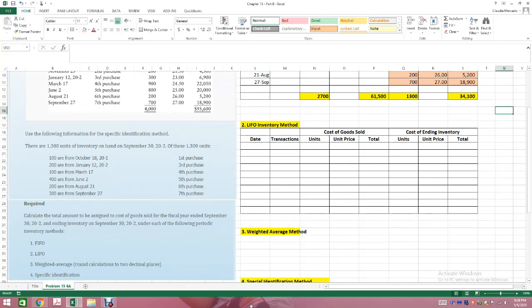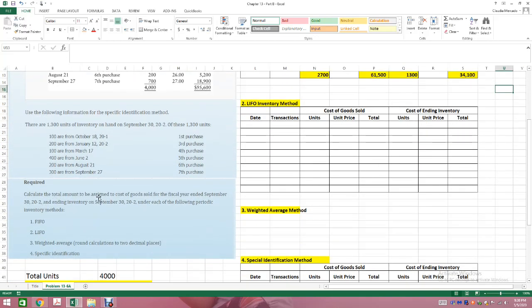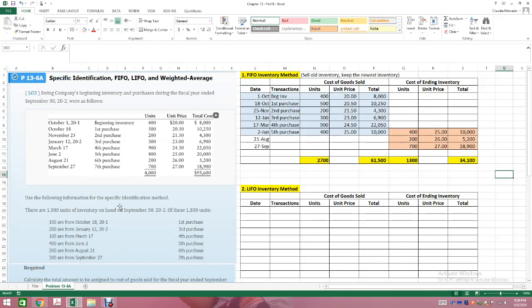They're asking you to calculate the amount to be assigned to cost of goods sold and ending inventory on September the 30th. So the cost of goods sold amount will be $61,500. The amount of your ending inventory will be $34,100. Those are the amounts that you're going to be entering in Cengage in your problem, okay? Those are the costs. They're asking you for the cost of your cost of goods sold and your ending inventory, okay?